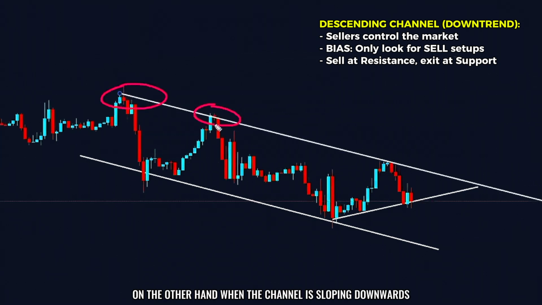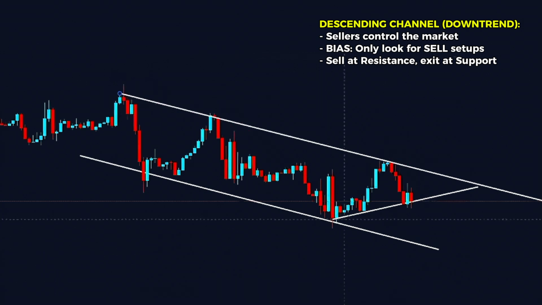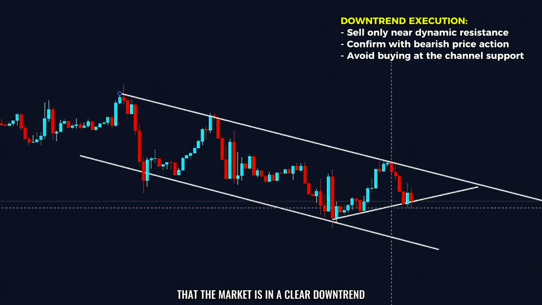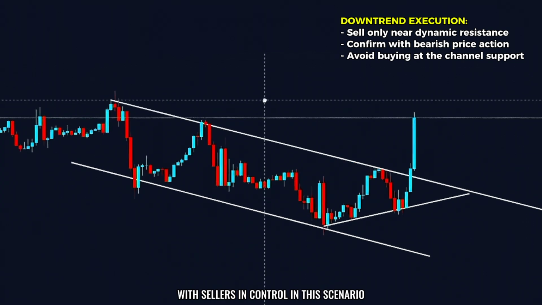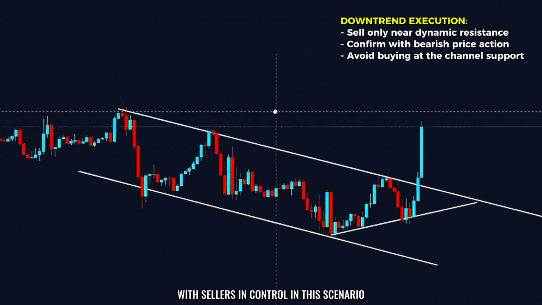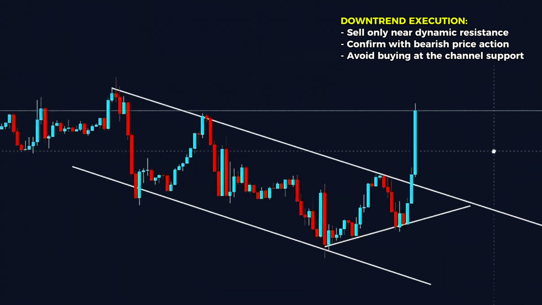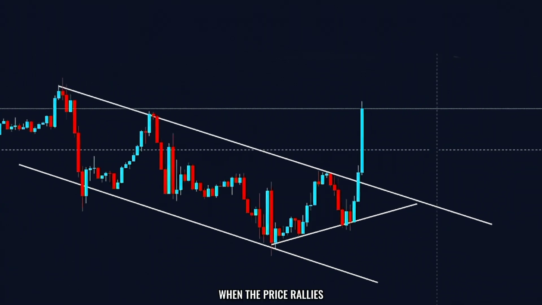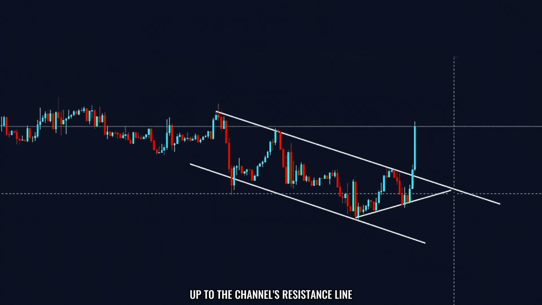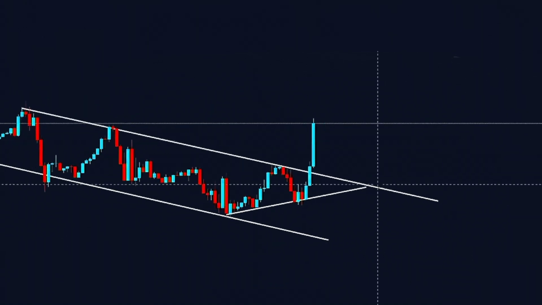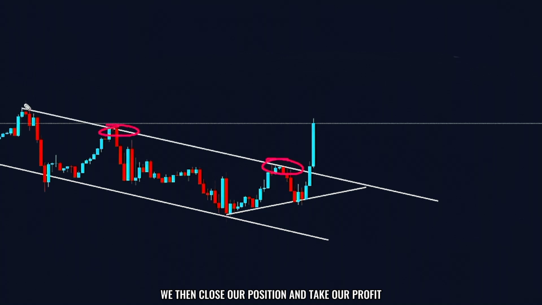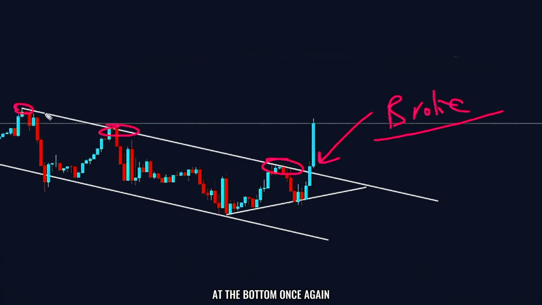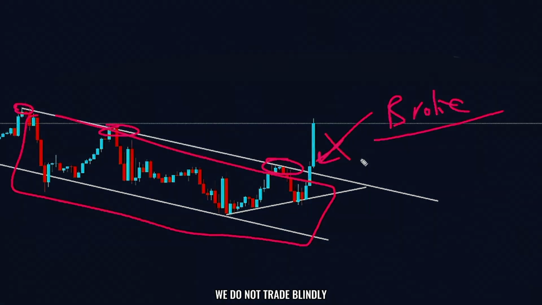On the other hand, when the channel is sloping downwards, we have a descending channel. This structure indicates that the market is in a clear downtrend, with sellers in control. In this scenario, we do the exact opposite. We only look for sell or short positions. When the price rallies up to the channel's resistance line, we execute a sell trade. We then close our position and take our profit when the price drops to the channel's support line at the bottom. Once again, we do not trade blindly.